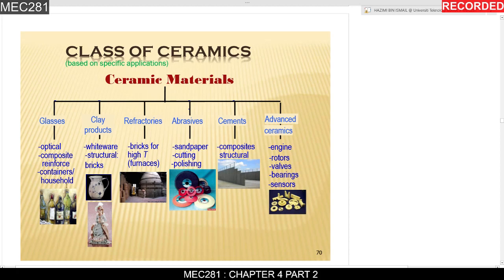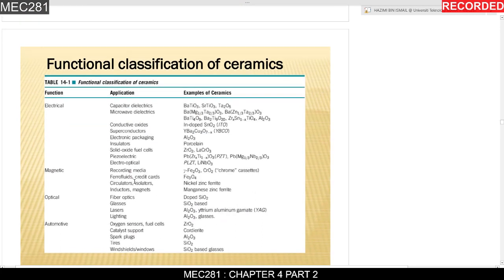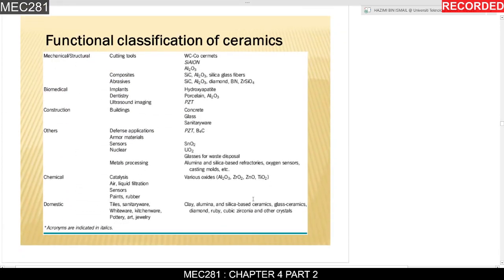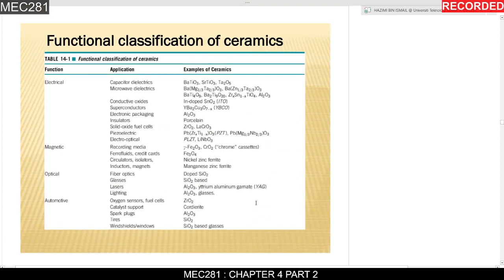Okay, so functional classification of ceramics. The ceramics are used in many types of fields that can be functional in the electrical field, magnetic field, optical field, automotive field, and so on. Okay, there are many other things that can be used. So ceramics are very functional and very versatile in giving the properties for specific applications.